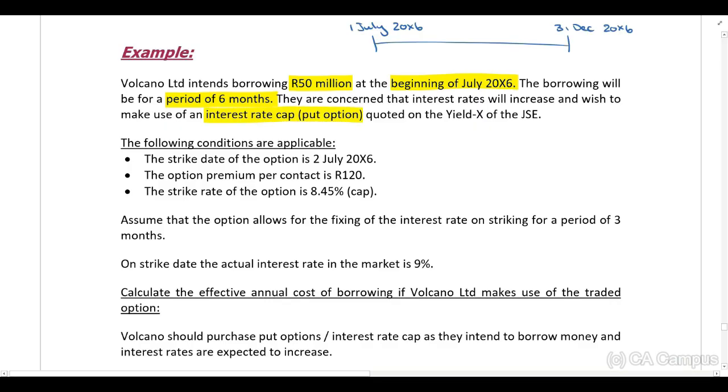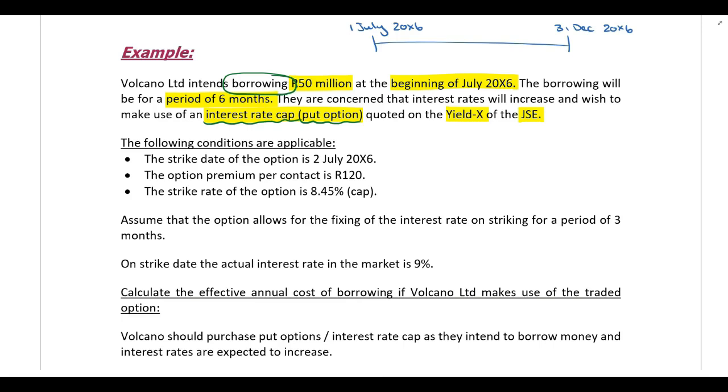a put option that is quoted on the yield X of the JSE. So two important things over here. First, they've told me we are looking at a put option or an interest rate cap. Please note, I didn't have to tell you that in the question. You should know because we are dealing with a company that is looking at borrowing money, they are going to be concerned about interest rates increasing.